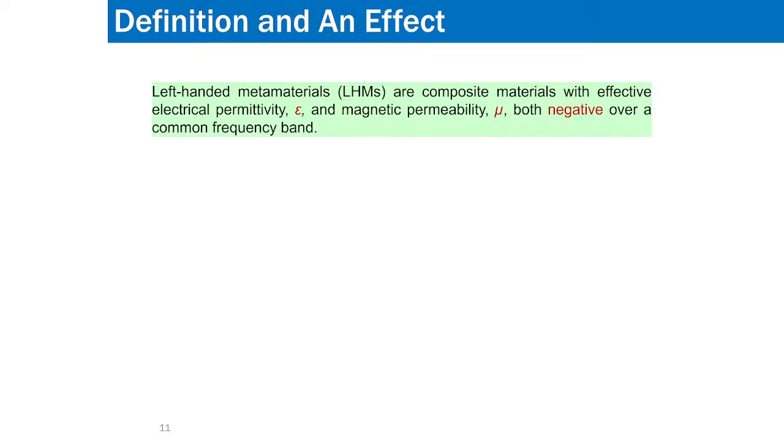What does this mean? This means that epsilon is varying with frequency, epsilon is dispersive, and mu is varying with frequency, mu is dispersive. Both of them can be positive or negative over certain frequencies, but there is a common frequency band over which both of them are negative. Beyond this frequency band, both can be positive, or one can be positive and the other negative. So all these materials are called left-handed materials or metamaterials or DNG materials.